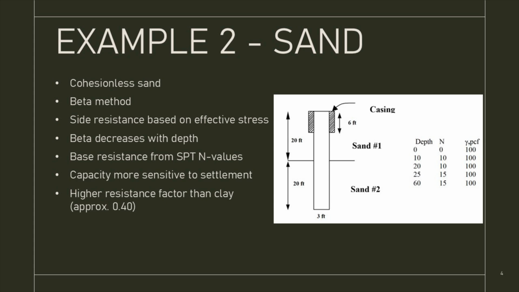Base resistance is calculated using SPT N values, but it requires larger settlement to fully mobilize compared to side resistance. Because sand behavior is more predictable when density is well characterized, the resistance factor is higher than clay, typically around 0.40, but still relatively conservative due to settlement sensitivity and construction effects.